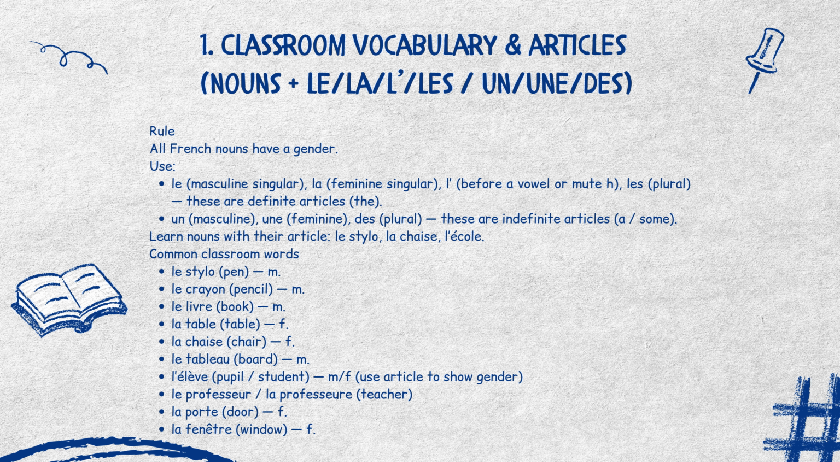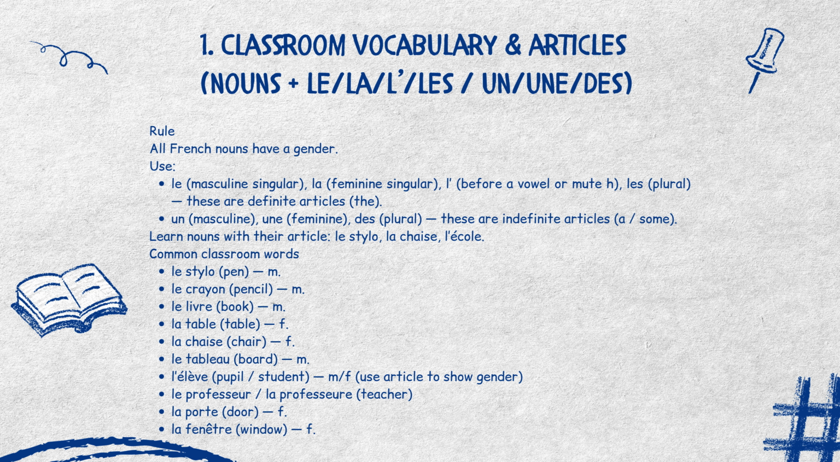Usage. We use definite articles when we talk about something specific or already known. For example, the teacher is kind, the students are in class, the window is open. In these sentences, we know exactly which teacher, which students, or which window we are talking about.